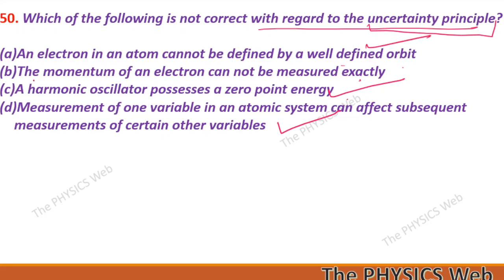But in option B, you can see the momentum of an electron cannot be measured exactly. The uncertainty principle says when we are measuring the position accurately, we cannot measure the momentum accurately. But separately, we can measure the momentum of an electron exactly. So statement B is not correct with regard to the uncertainty principle. So B is your correct option.